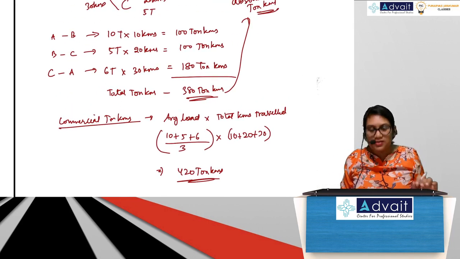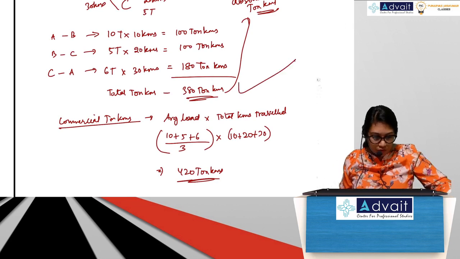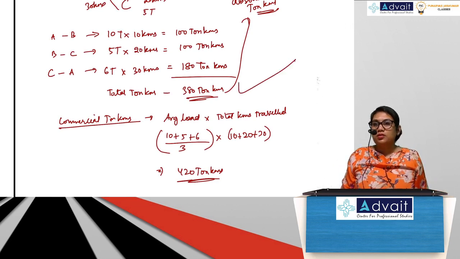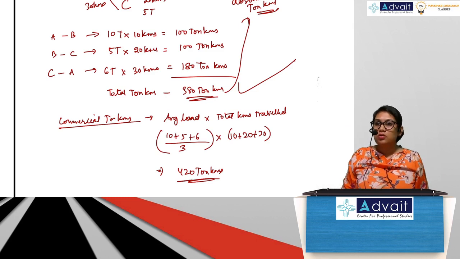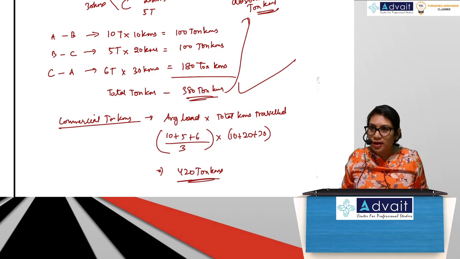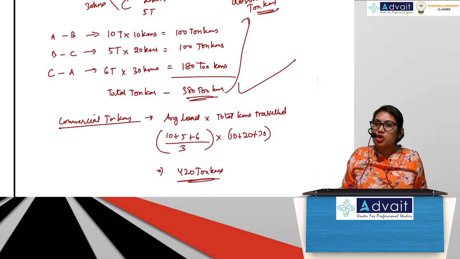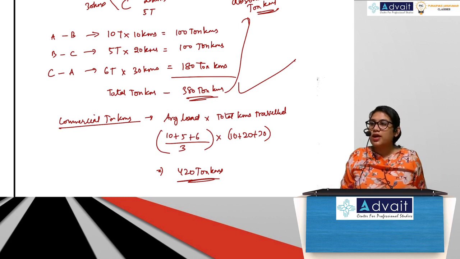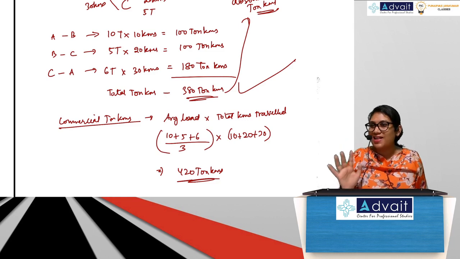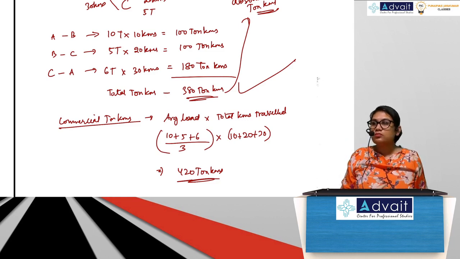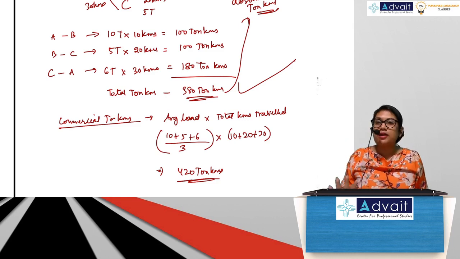So now in the exam, what do we use? Absolute ton kilometers, until they specifically tell you to use commercial. If they specifically tell you to use commercial, then you use commercial. But if they have not told you anything, then we have to use absolute ton kilometers, because in your question you will not have more than 3-4 destinations at the max. So you can easily calculate.